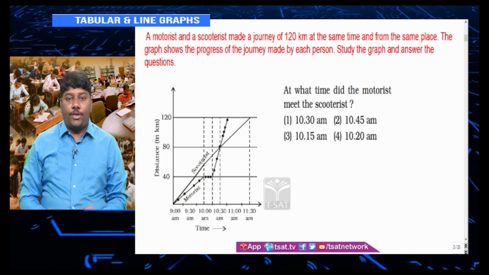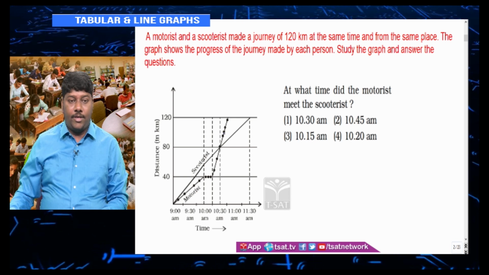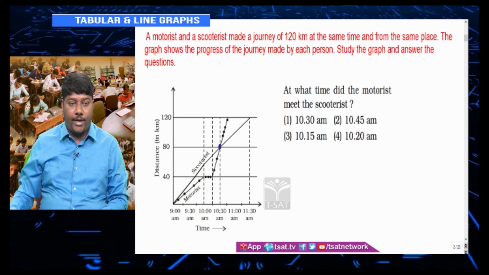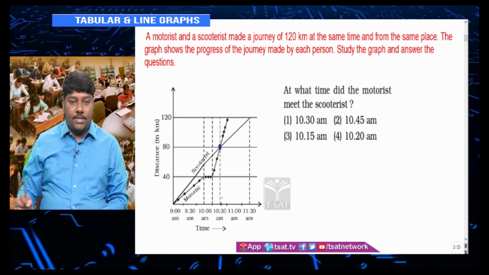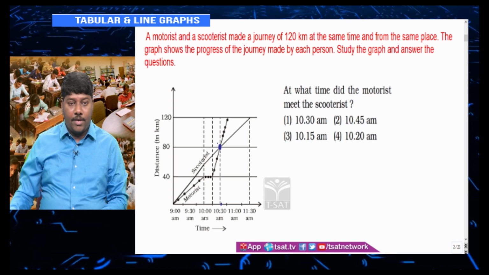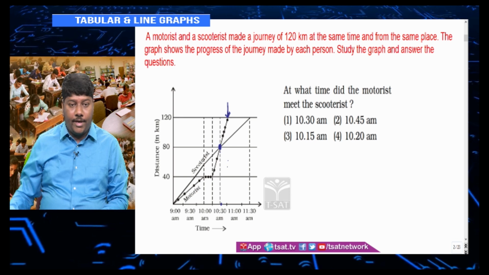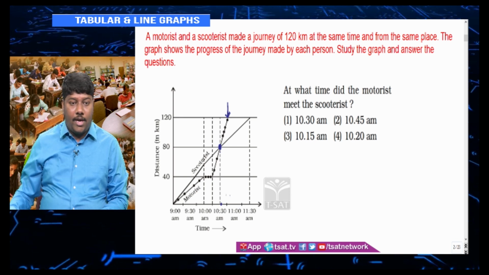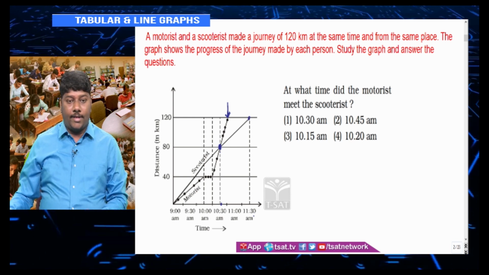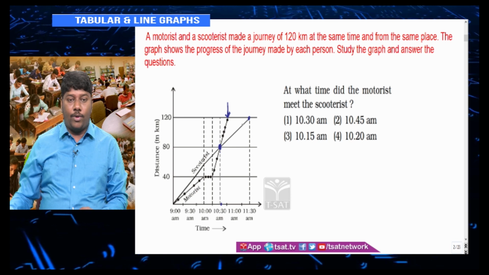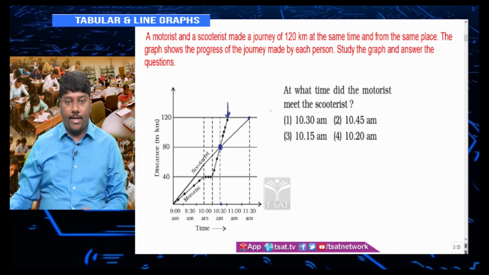At what time did the motorist meet the scooterist? So we can see this perfect line is the scooterist. This pointed line is actually the motorist. Both of them are meeting at this particular point. So at what time are both of them meeting? Both of them are meeting at 10:30. Actually here the motorist takes how much time to travel 120? Somewhere between 10:30 and 11. And the scooterist takes 11:30 to travel 120. 9 to 11:30 means he is taking 2.5 hours. But the question asked is at what time they are meeting. So simply the answer is 10:30, they are meeting.